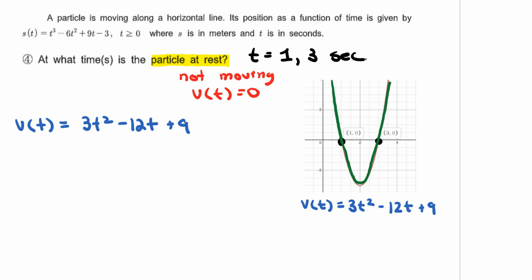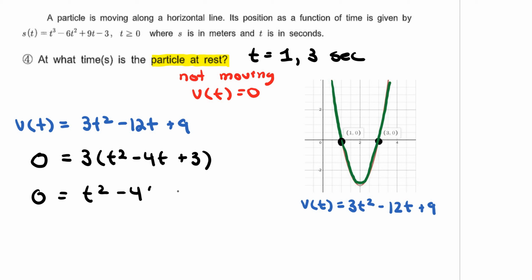Now, if you didn't have the graph like I do in my particular solution key here, what you can do next is take your velocity function and just set it equal to zero. All right, and then if you want, you can factor out the three and you get t squared minus 4t plus 3. Divide both sides by 3 and you just get this now.